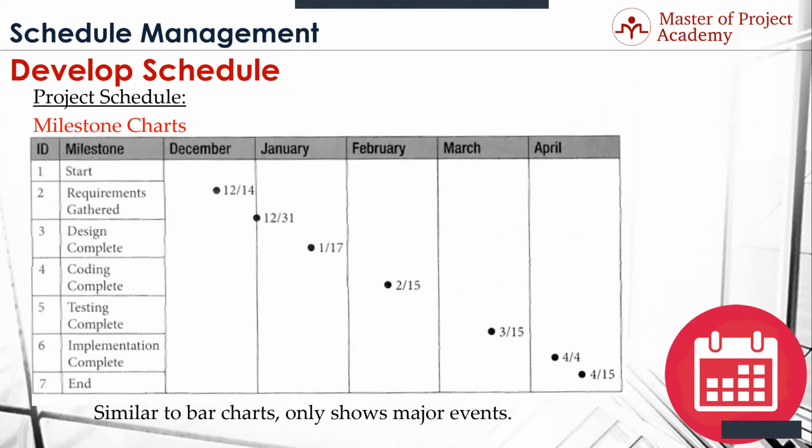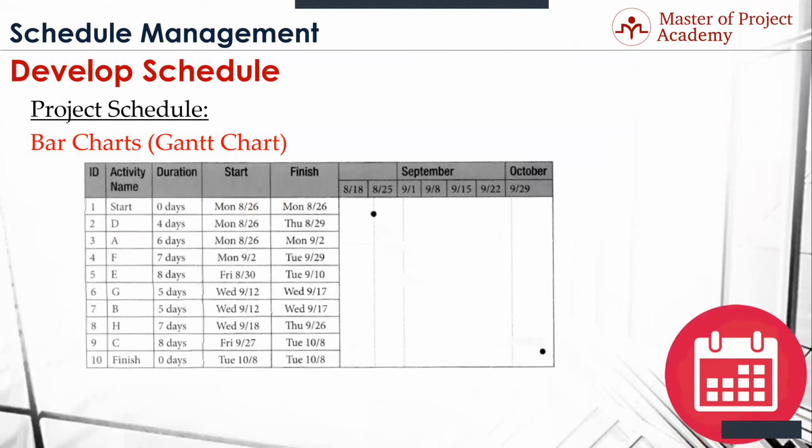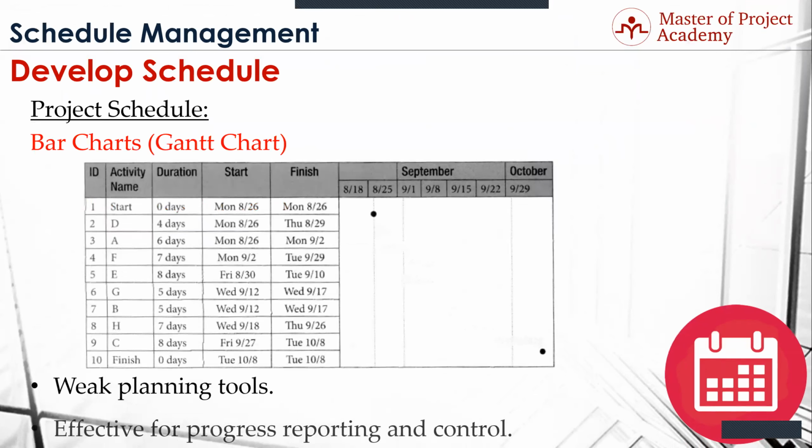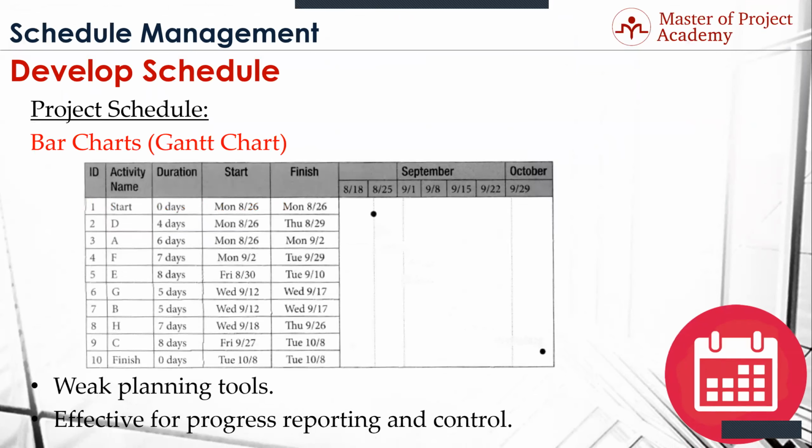They're similar to bar charts, but they only show the major events. Okay, here's an example of a bar chart or a Gantt chart, and you basically have the days, the durations, and kind of a line there. I like to see bars, actual bars and durations, but this is an example. It says it's a week planning tool, and it's basically effective for progress control and reporting. It doesn't help you plan, it just shows what you've done.